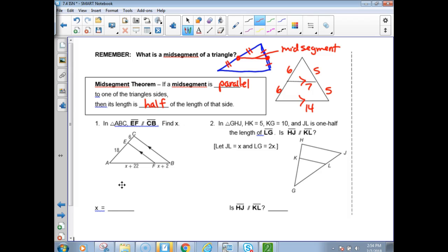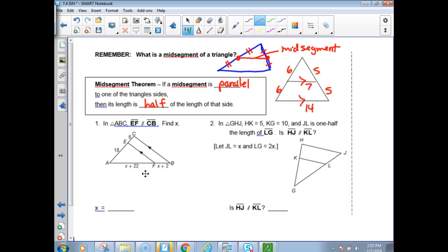All right, let's do number 1. In triangle ABC, that's the big one, EF is parallel to CB, so we're going to find X. Now that we have this triangle proportionality theorem, we can do things a little differently. Remember yesterday we had to add 18 and 6 when we did the proportions? We had to add this side to get the whole side, etc. Well, now, because they're parallel, these segments cut these sides into parts that are proportional. So we can actually do something different today.